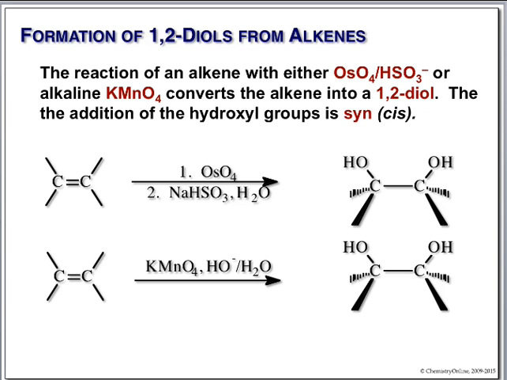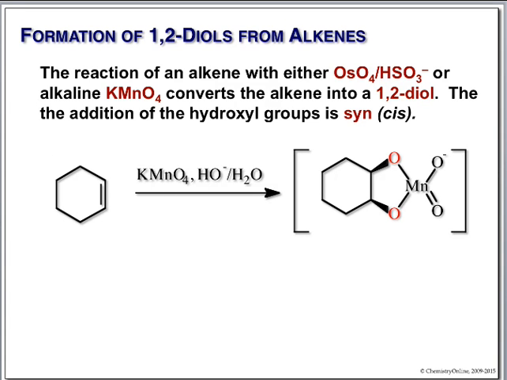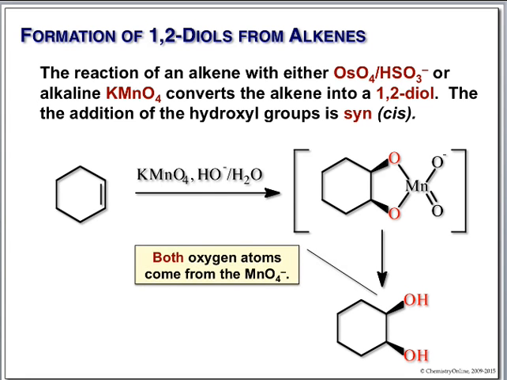Very nice reaction. Now, why is this syn stereochemistry? Easiest to see with permanganate. We have an intermediate here that is a permanganate ester. So what happens is the MnO4 minus will simply add to my system here to give us this anionic species. But since both of these oxygens come from the MnO4, they must be on the same side. This is an unstable intermediate. It will break down spontaneously to give us the cis 1,2-diol.